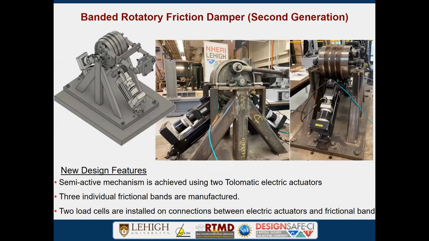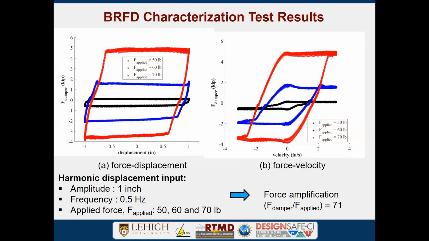Basically, the left one is force-displacement and the right one is force-velocity. So we're using harmonic displacement input under different tension forces, and you can see the energy dissipation loop. The tension force we use is 50 to 70 pounds. And you can see by utilizing 70 pounds tension force, we're able to achieve almost 5,000 pounds damping force. We have a force amplification factor of 71. So this is what I mean by using a lower energy input, only 70 pounds tension force, to achieve higher damping force.